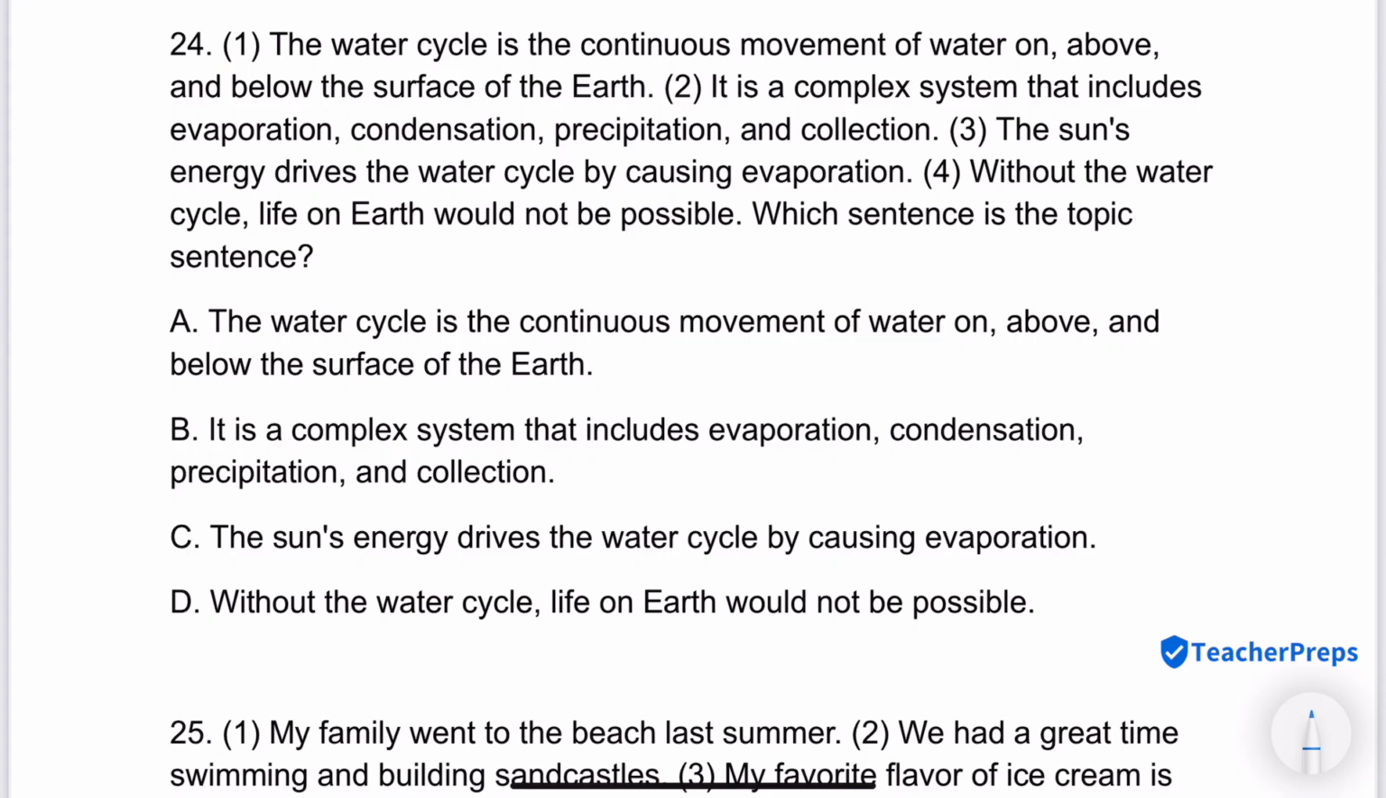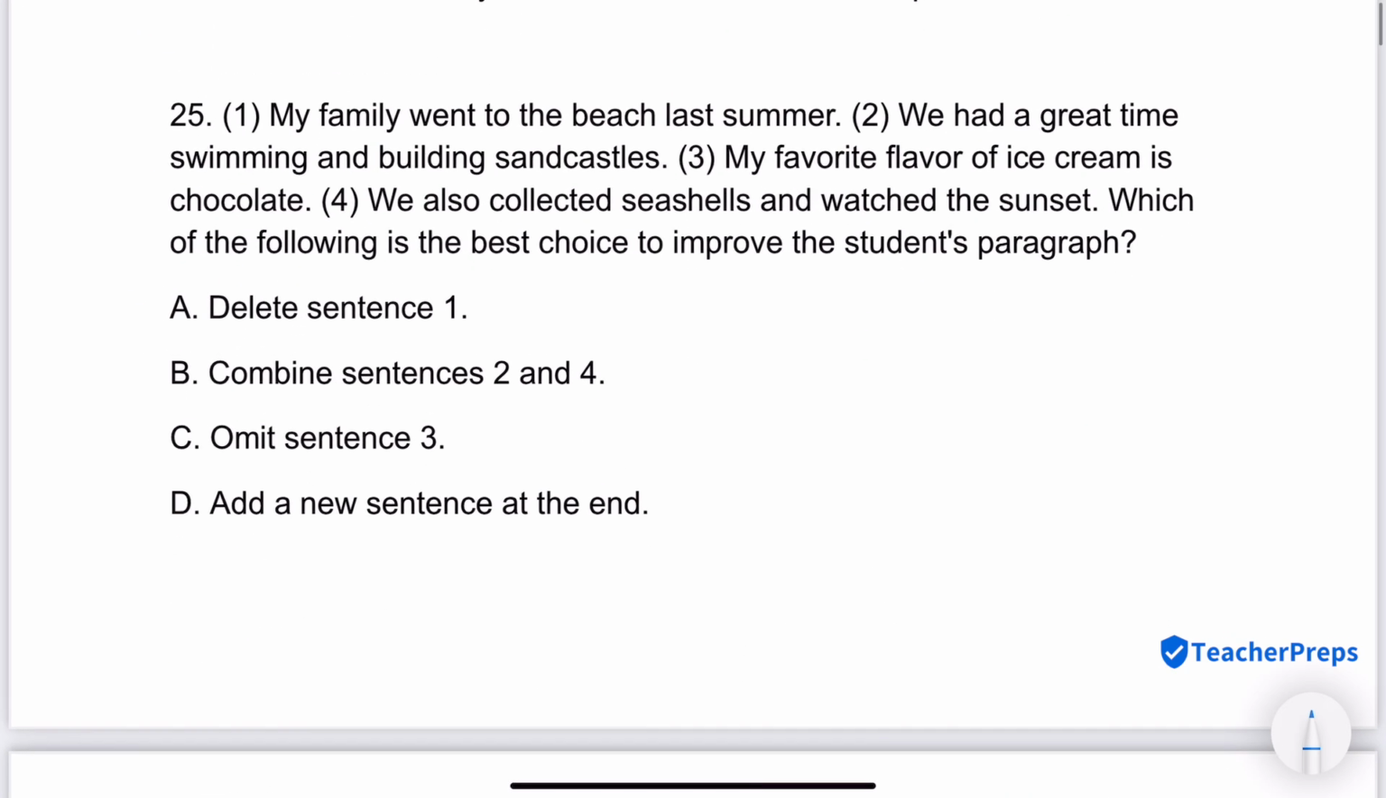Remember that the topic sentence is the big idea of the paragraph. It's really the umbrella that all the other sentences kind of huddle with inside. The first sentence here introduces the main subject, which is the water cycle. The sentences that follow all give more specific details about that first sentence. On your exam, the topic sentence is very often, although not always, the first sentence of the paragraph. So sort of double check that one. And we're going to go with option A. Moving on to question number 25.